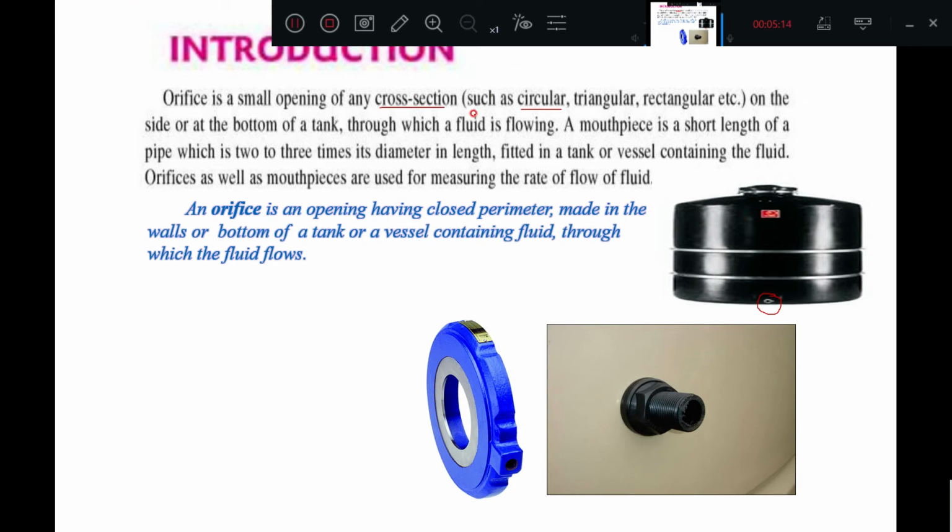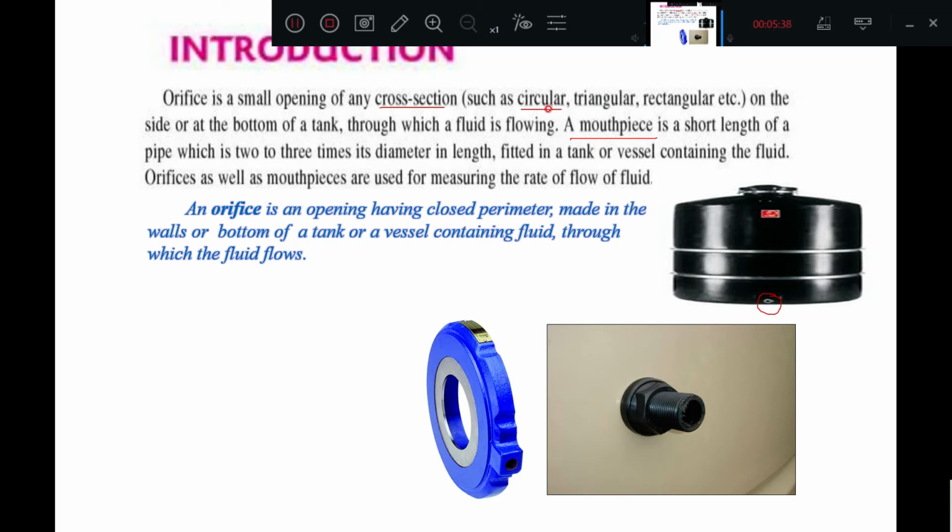So one more is the mouthpiece. A mouthpiece is nothing but just an extension of an orifice. An orifice is flush with the tank wall surface, whereas a mouthpiece will be like this, just an extension. It is extended outward of the tank, or it could be inward.